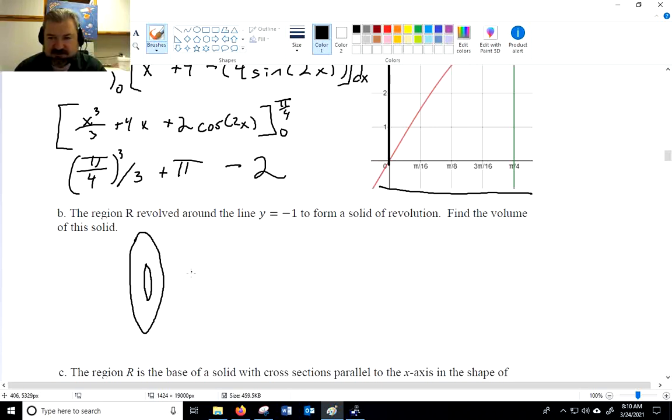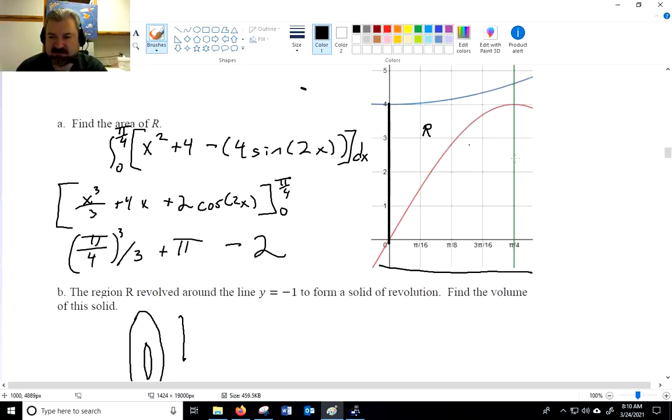then I would have the center is at -1. The outer radius is the top curve, which is x squared plus 4. So I have x squared plus 4 is the top minus the bottom of the radius, which is -1, so it becomes +1, so it's x squared plus 5. The inner radius, again from the axis of revolution to the lower boundary of R, is going to be 4 sine 2x minus -1, so again +1.